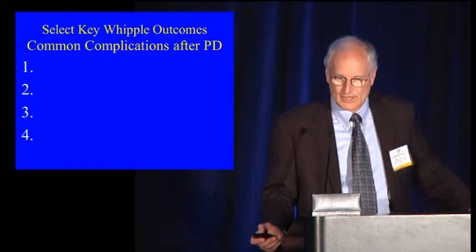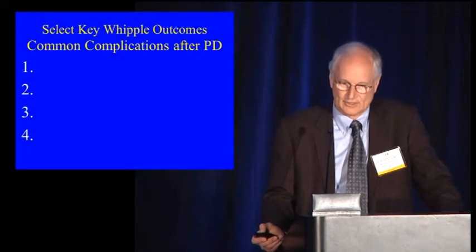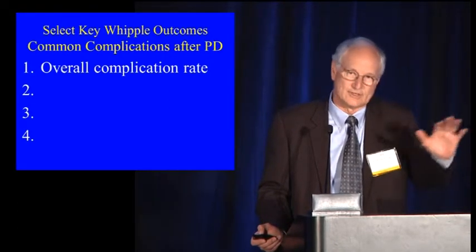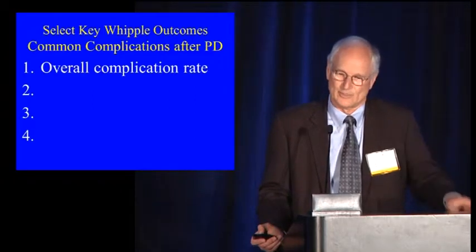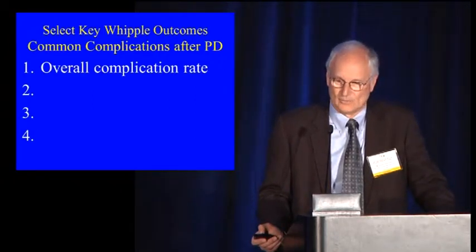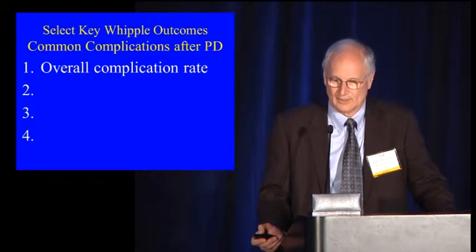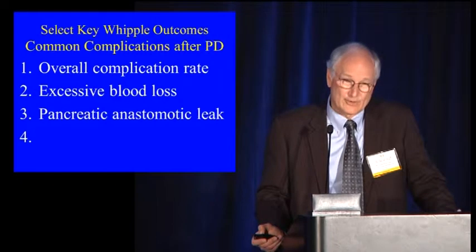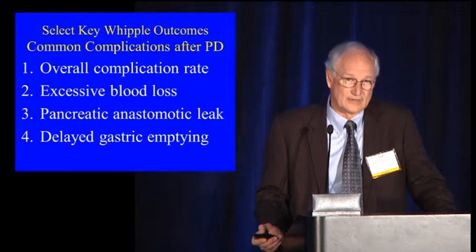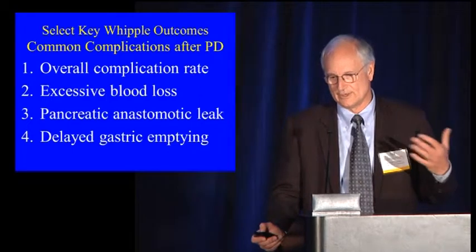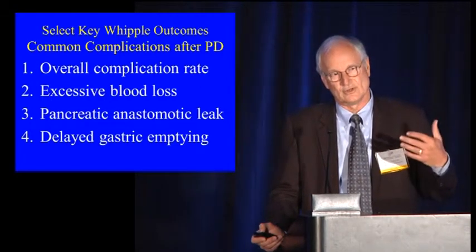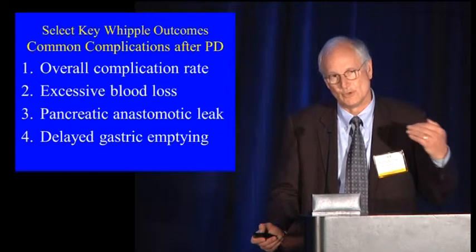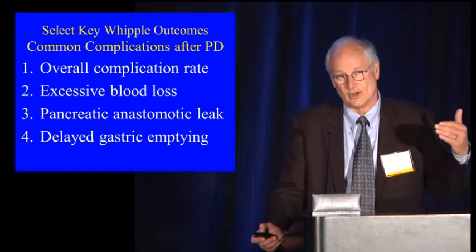So the common complications after a Whipple operation are, first, the overall complication rate, which, as you know, is around 50%. It doesn't budge. But is that really the best way to define overall complications? There's probably a better, evolving way. Second is excessive blood loss. Third is pancreatic anastomotic leak. And fourth is delayed gastric emptying. Those are the items that are also affected by length of stay and cost.